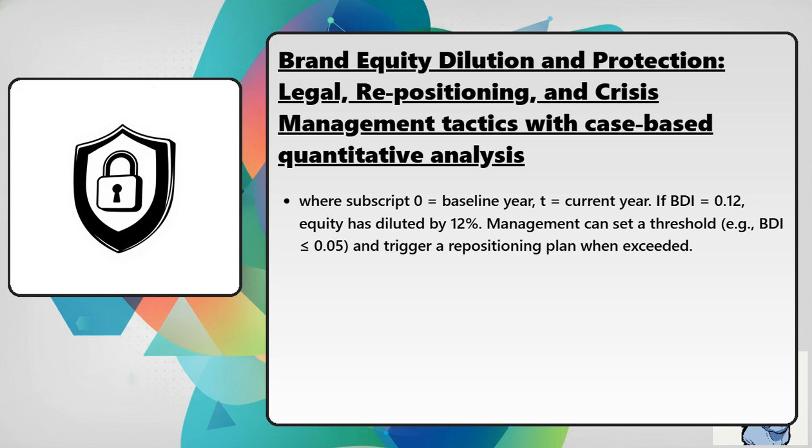If BDI equals 0.12, equity has diluted by 12%. Management can set a threshold, BDI less than or equal to 0.05, and trigger a repositioning plan when exceeded.